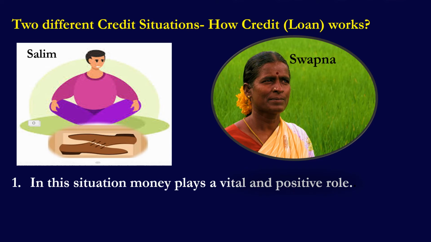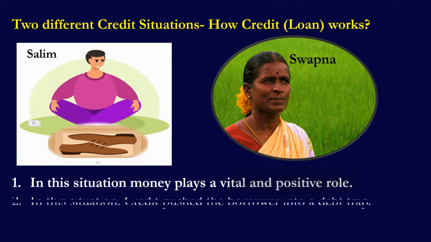She had to sell a part of her land for paying off the debt. Thus, this is a painful situation where a loan pushed the borrower into a debt trap. To repay the loan, Sapna had to sell a part of her land. Thus, whether credit or loan would be useful or not depends on the situation of the borrower. There should be some support in case of loss.